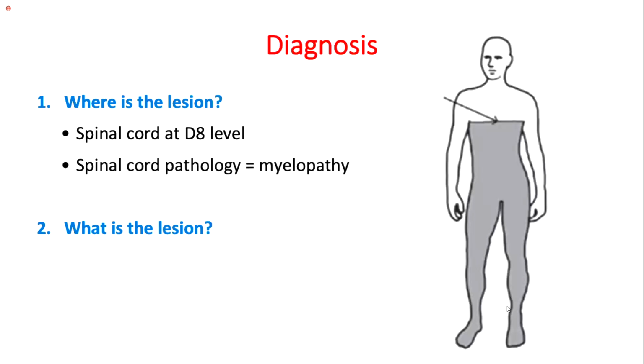Now, a spinal cord pathology is called a myelopathy. So this word myelopathy, myelo means spinal cord, pathy means pathology. It's just a broad umbrella term. It has no special other meaning. It just means myelopathy, pathology of the spinal cord, right? Not myopathy. Myopathy is muscle pathology. So this is myelopathy.